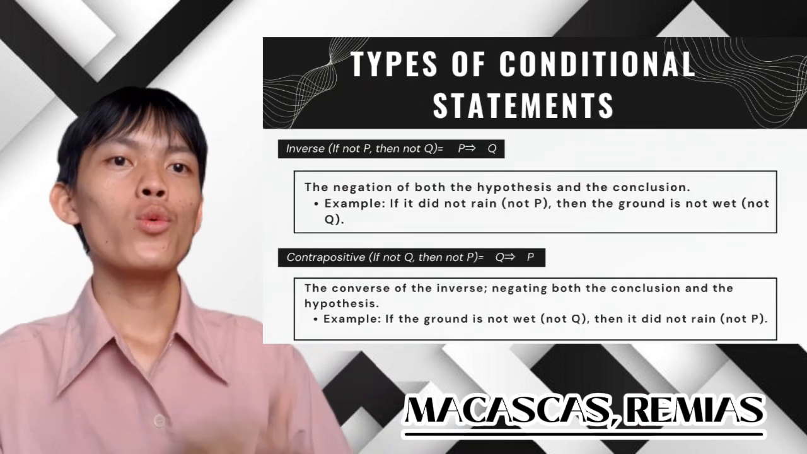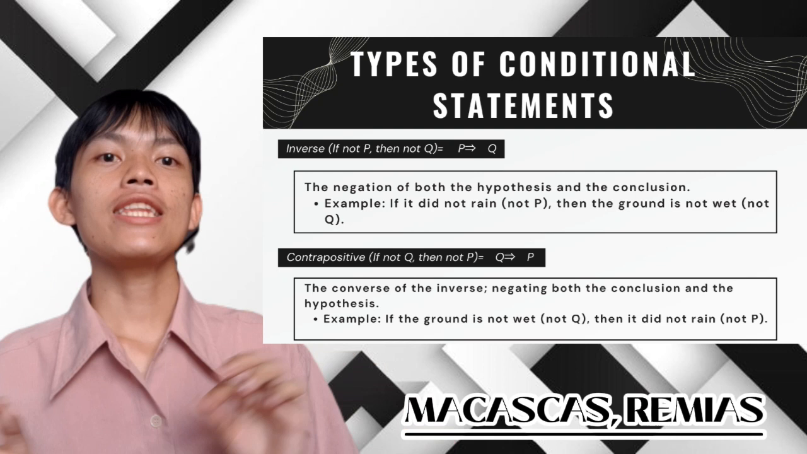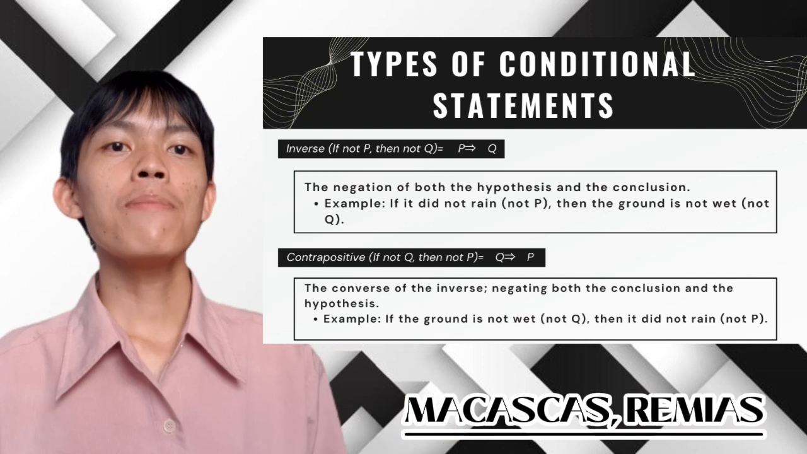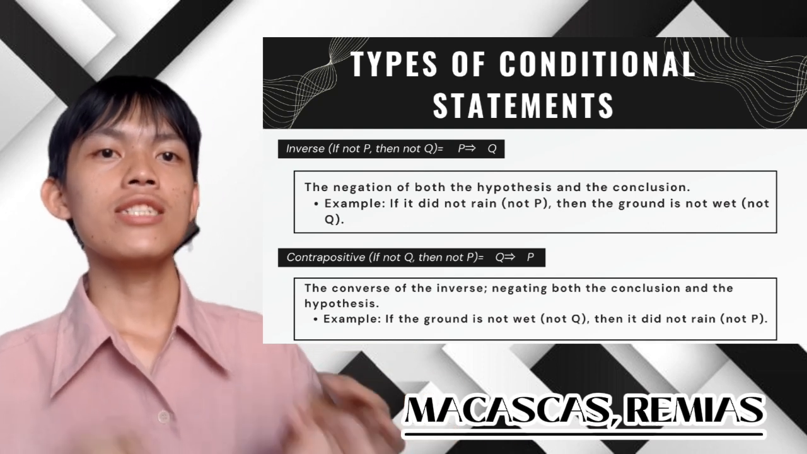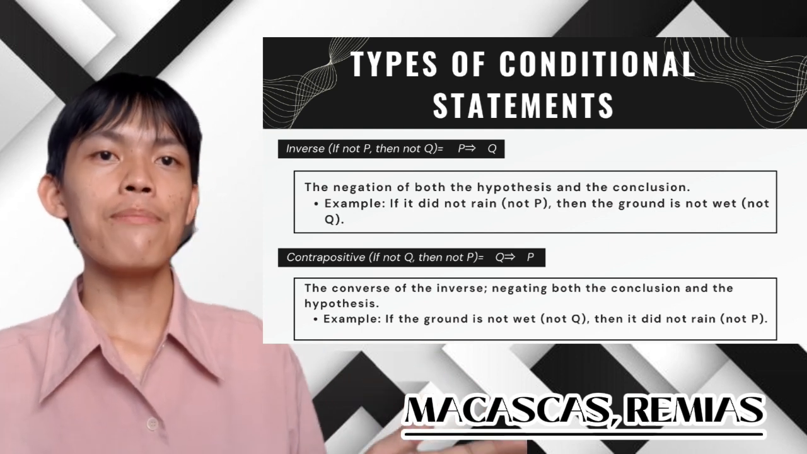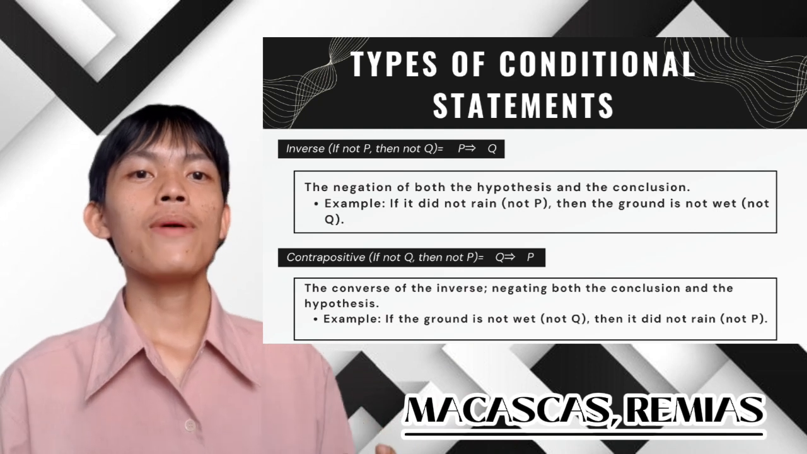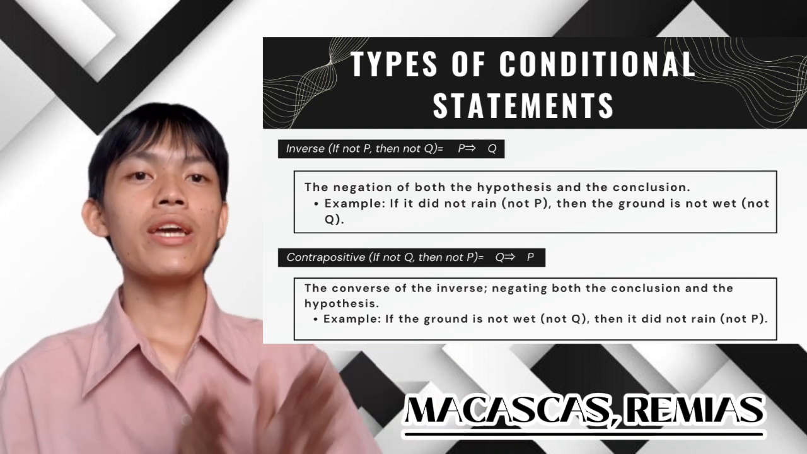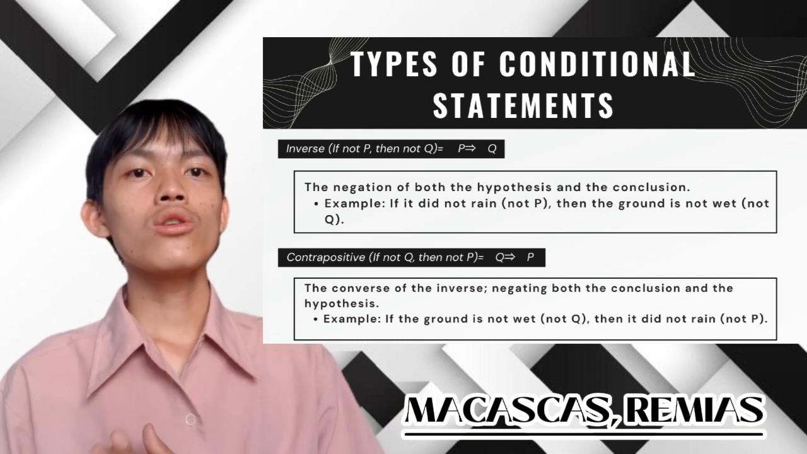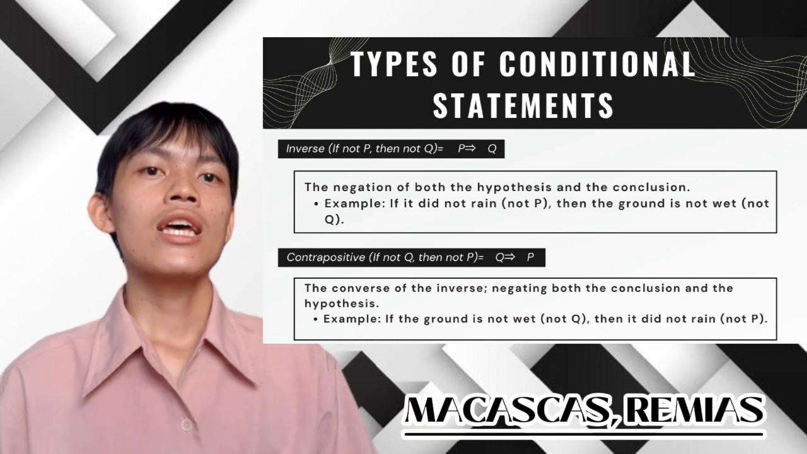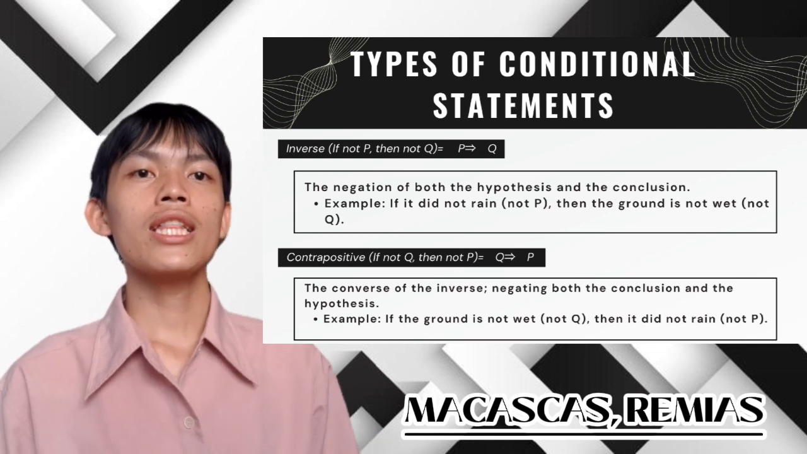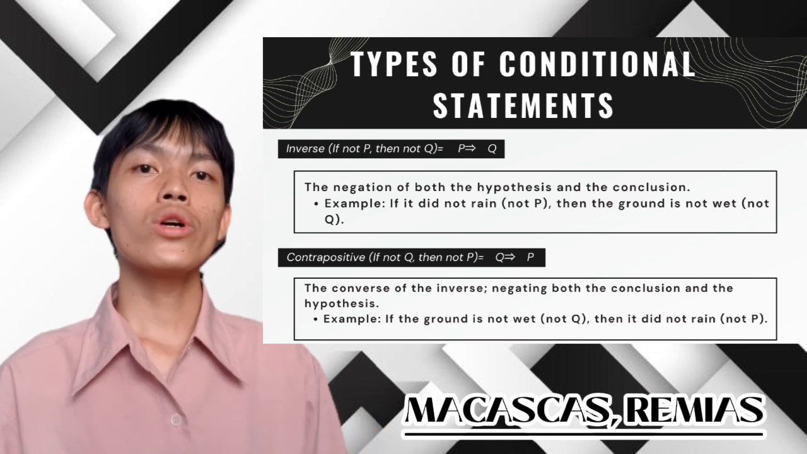Next, we have the inverse, which is represented by if not P, then not Q. This type is the negation of both the hypothesis and the conclusion. For example, if it did not rain, then the ground is not wet. Notice that the word not has been added to the direct conditional statement example. And the last type of conditional statement is the contrapositive, which is represented by if not Q, then not P. This type converts the inverse, negating both the conclusion and the hypothesis. For instance, if the ground is not wet, then it did not rain. The first phrase changes into the conclusion, and the word not is added to both the conclusion and the hypothesis.